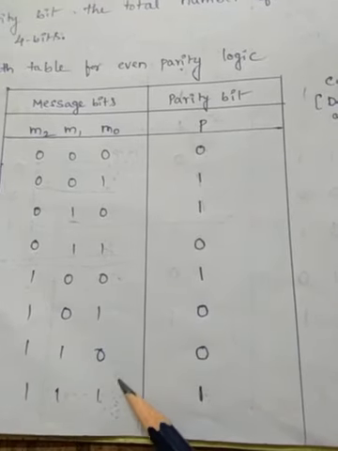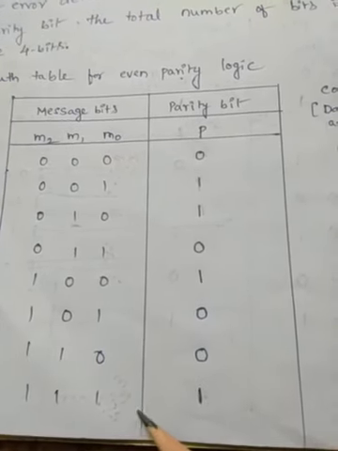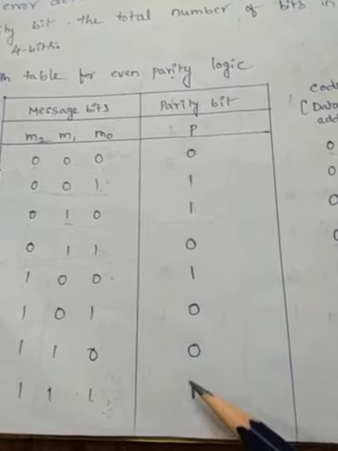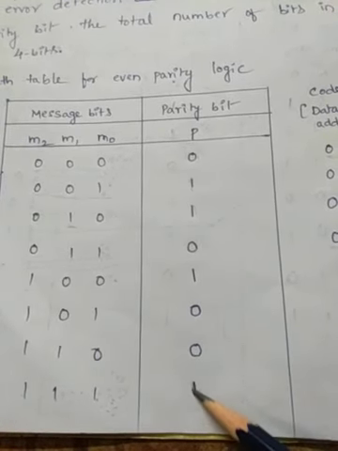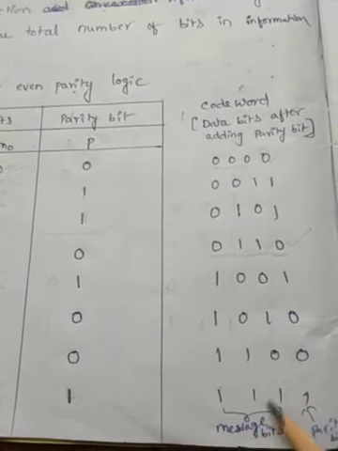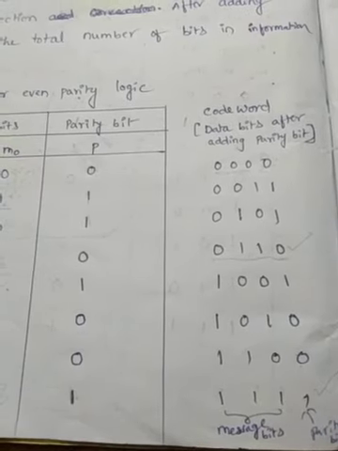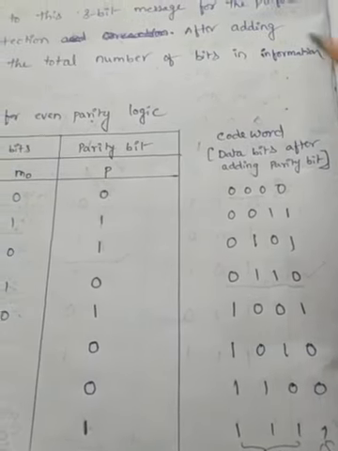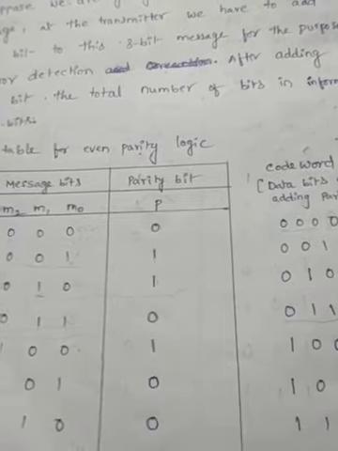Next, coming to this case 1, 1, 1. 3 ones means an odd number of ones. So we have to add 1 to make an even number of ones in the code word. After adding the parity bit, the code word contains 4 ones. Okay, this is the even parity logic.